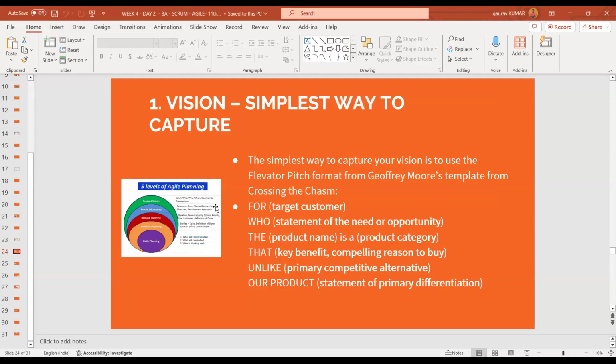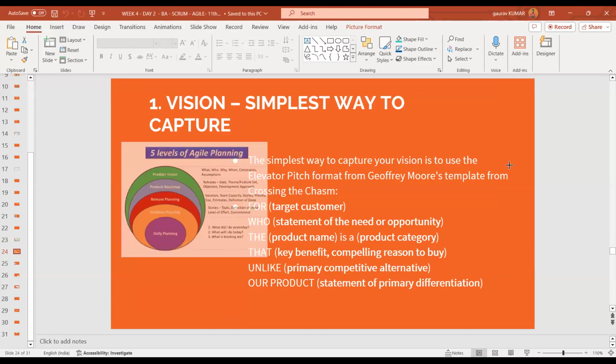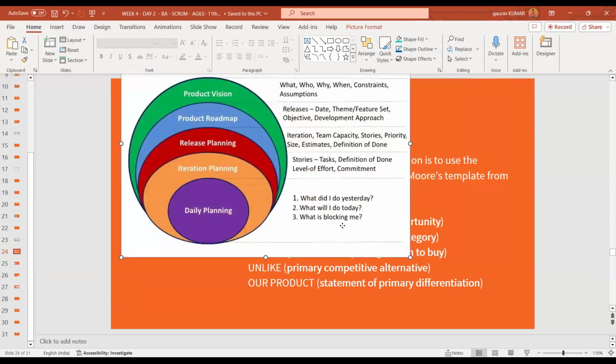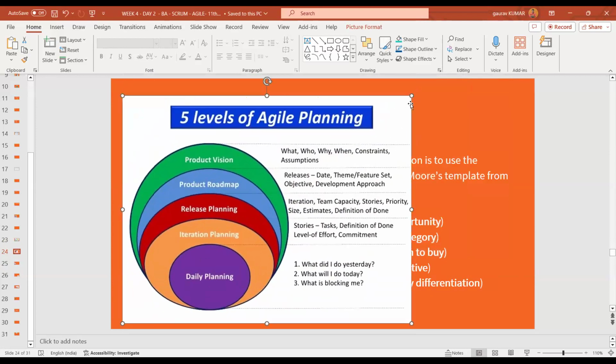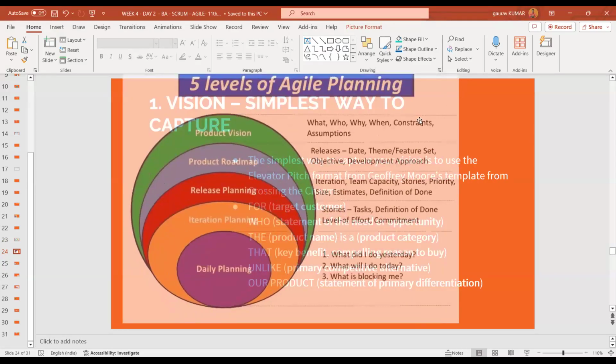Here, in a similar manner, it has been written: these are the 5 levels of agile planning, starting with how to write a vision. You can say a vision document or vision lines. It is very clear, just like an elevator pitch. Before we do that, here is what it is trying to tell you, why we are doing that.